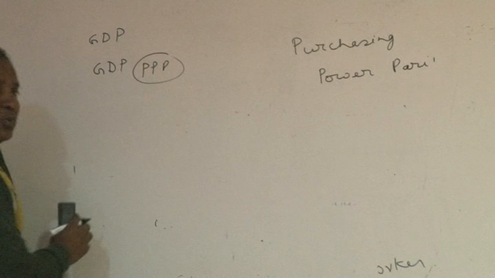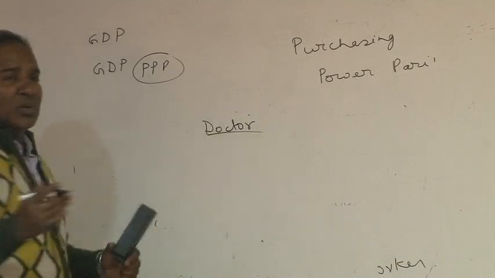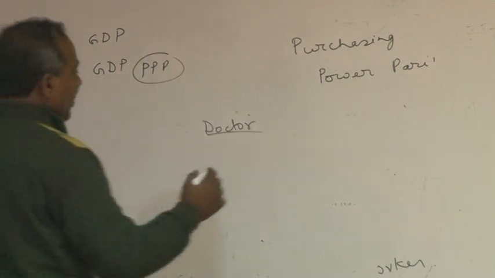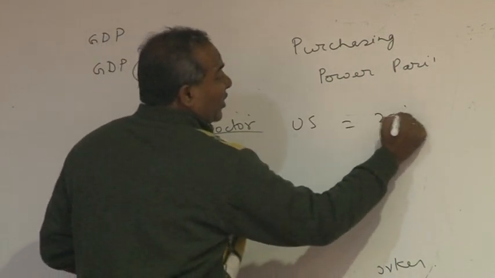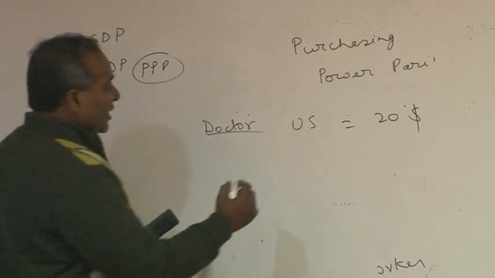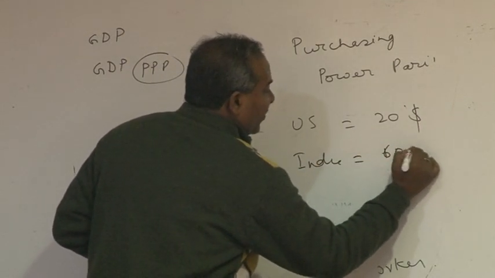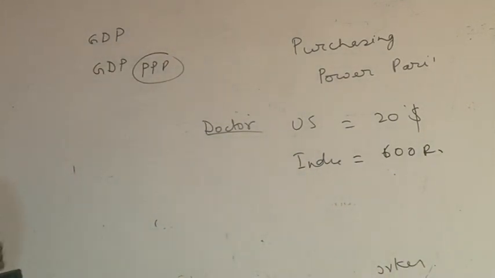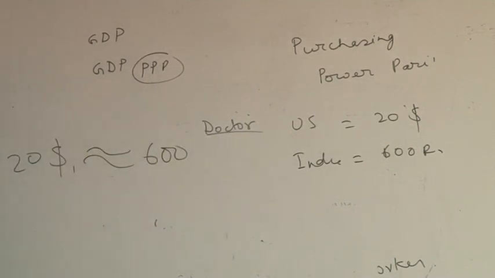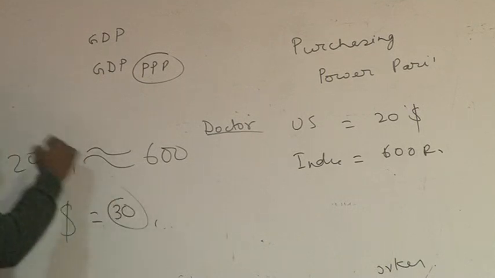Now say, take the example of two services. For example, the service of an equivalent doctor. Let's take the service of an equivalent doctor in India and, say, the US. Say in the US the fee is $20. In India the service charge of a similar doctor is, say, 600 rupees. So $20 is purchasing the same service as 600 rupees. So in PPP terms, $1 is equal to 30 rupees.